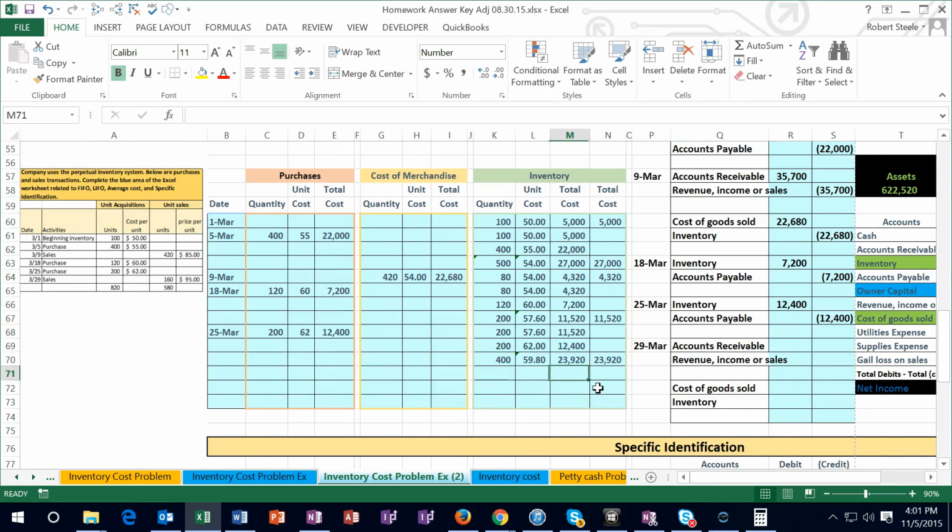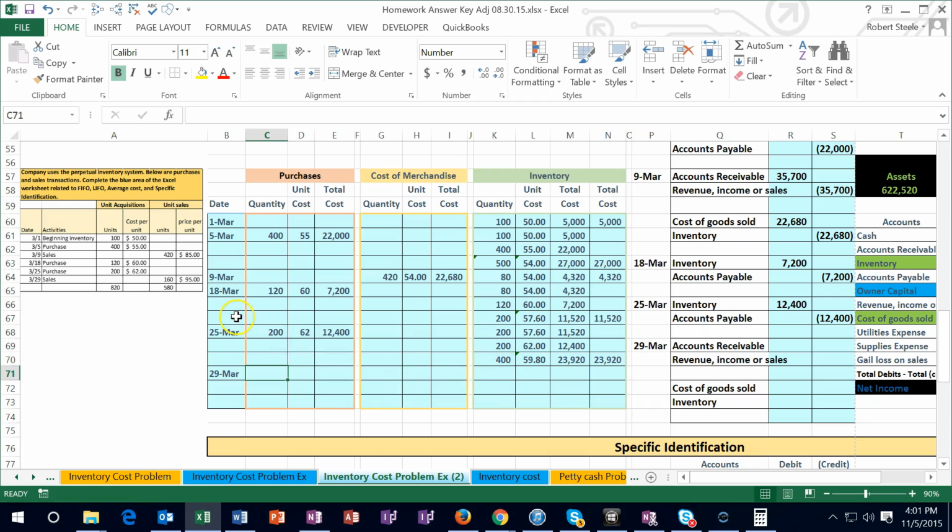Let's take a look. I'm going to make sure I'm on the next row, row 71. And as of March 29, we have a sale. So we have a sale of 160 units at 95. Remember that 95 is not having anything to do with this worksheet. That's the sales price, not the cost. How much are they going to cost? The $59.80 in this case.